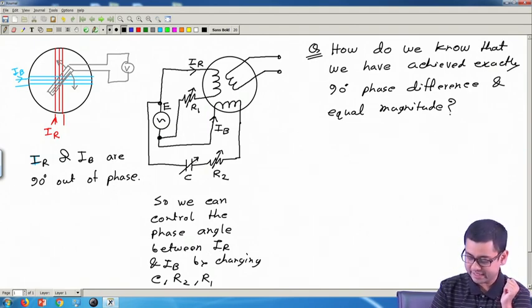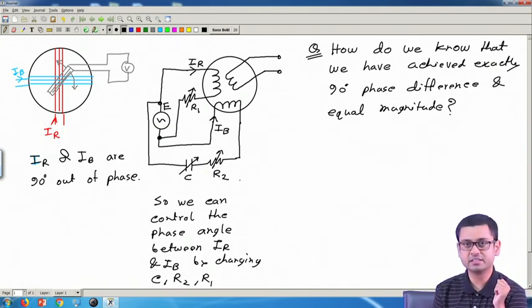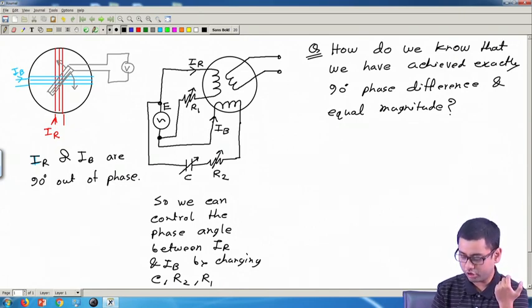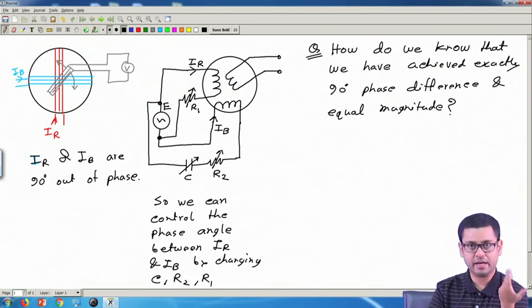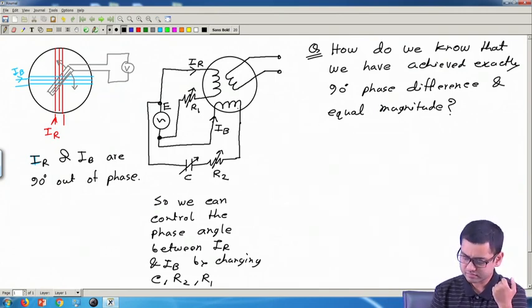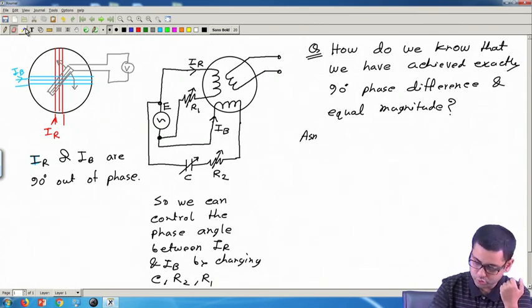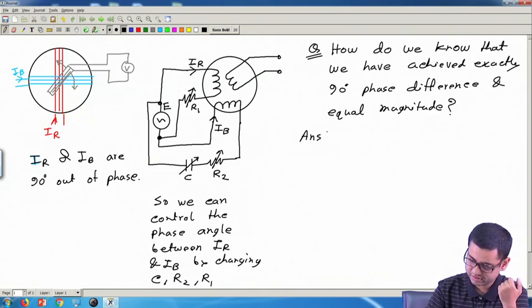Okay. So we are changing this capacitance, these resistances, but how do we know for what value of these impedances these two currents are at 90 degree angle? So the answer is, we have to do a test. What is that test?